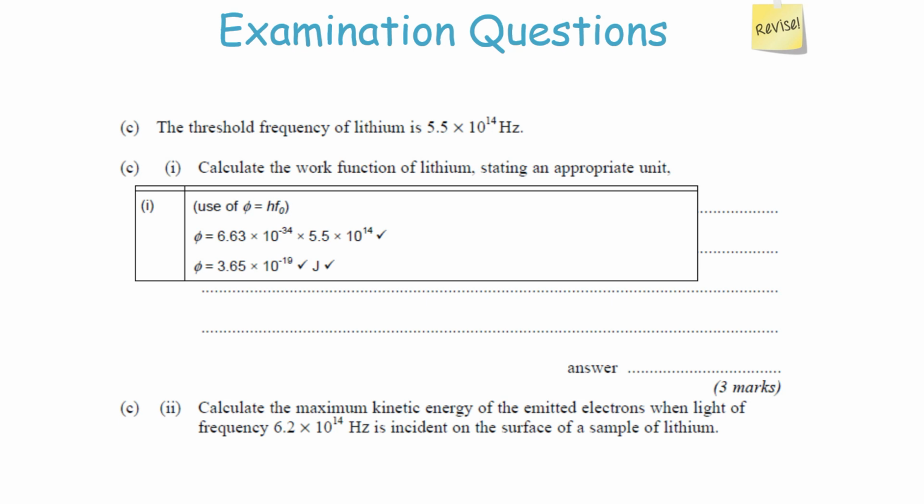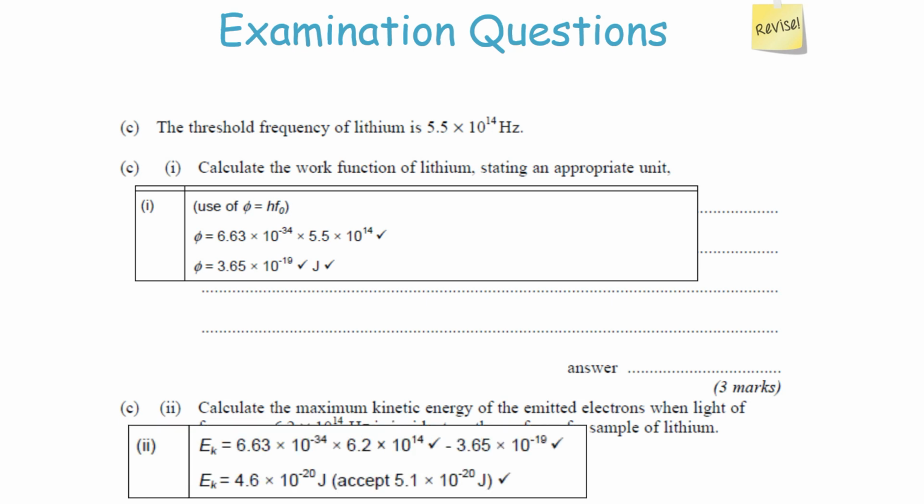Now the maximum kinetic energy is going to be the total photon energy, which is hf, so you do Planck's constant times the frequency, which is given in the question, minus the work function, which you've worked out in the previous question, so it's 4.6 times 10 to the minus 20 joules.